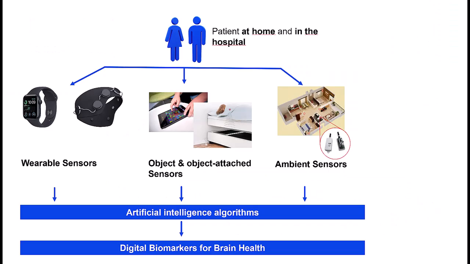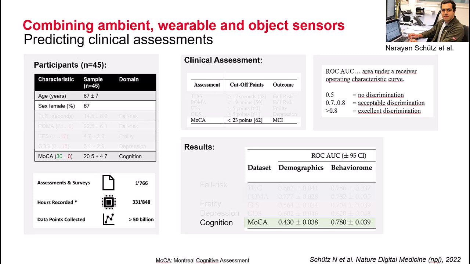I hope that I have convinced you that with these sensors you can collect behavioral and physiological data from the patients at home. The question is now, does this data relate to well-known or well-established clinical scores? And that is what we have looked at in this study here. So we asked ourselves whether the combination of ambient, wearable, and object sensors can predict clinical assessments.